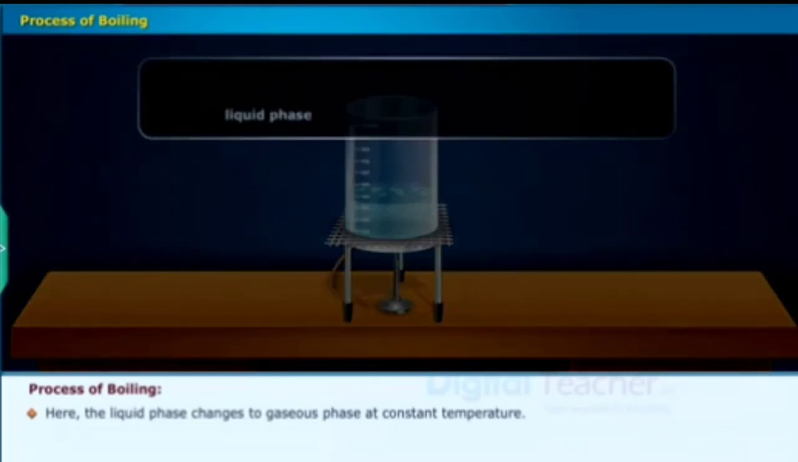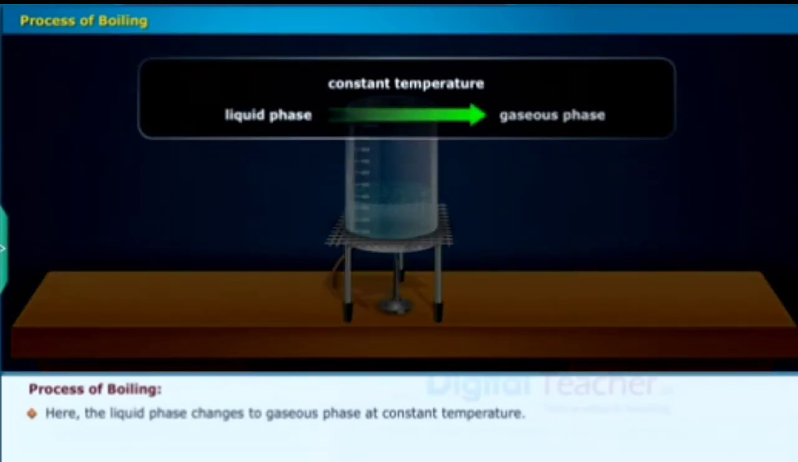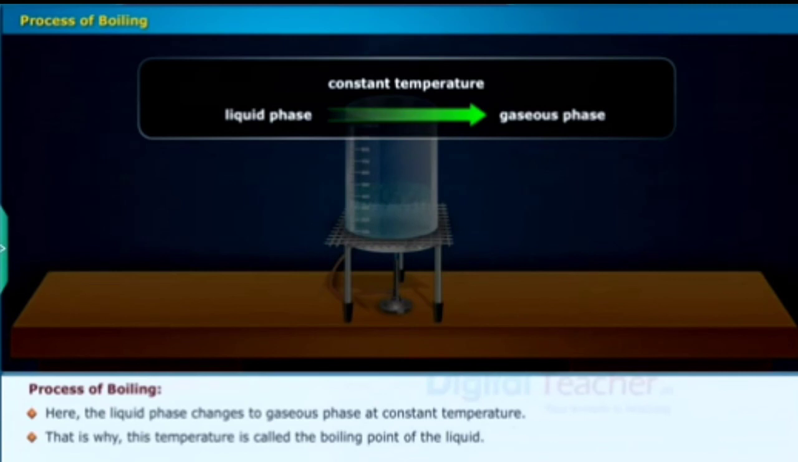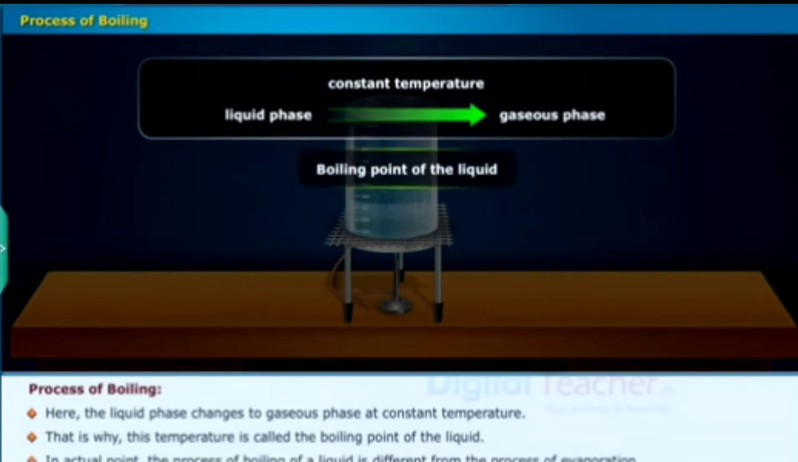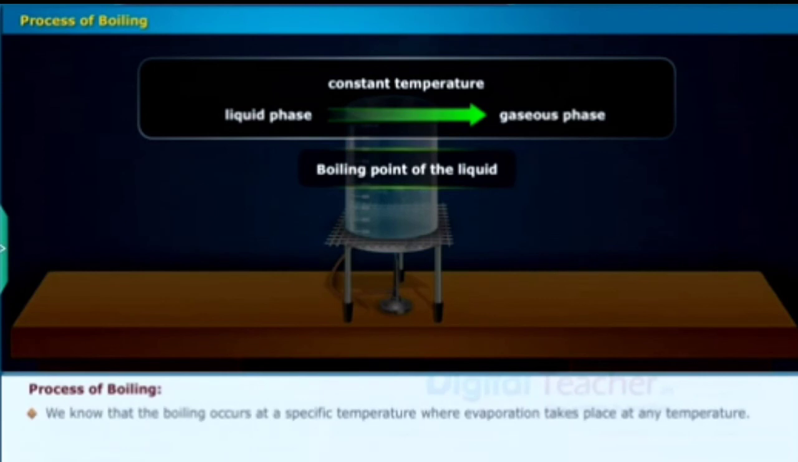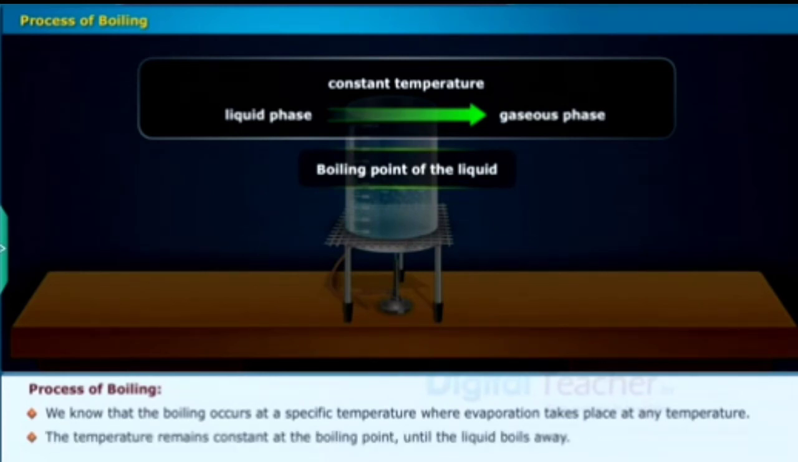Here the liquid phase changes to gaseous phase at constant temperature. That is why this temperature is called the boiling point of the liquid. In actual point, the process of boiling of a liquid is different from the process of evaporation. We know that the boiling occurs at a specific temperature where evaporation takes place at any temperature. The temperature remains constant at the boiling point until the liquid boils away.